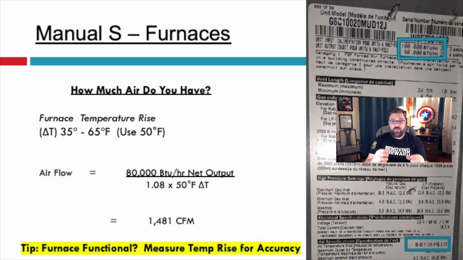So with math, we're going to do the bottom side of the equation first. So 1.08 times 50. And divide 80,000 by that, and we'll end up with 1,481 CFM. So we know that the system hopefully was designed for 1,481 CFM. And we can then take the information for the new furnace and see how it's going to operate.